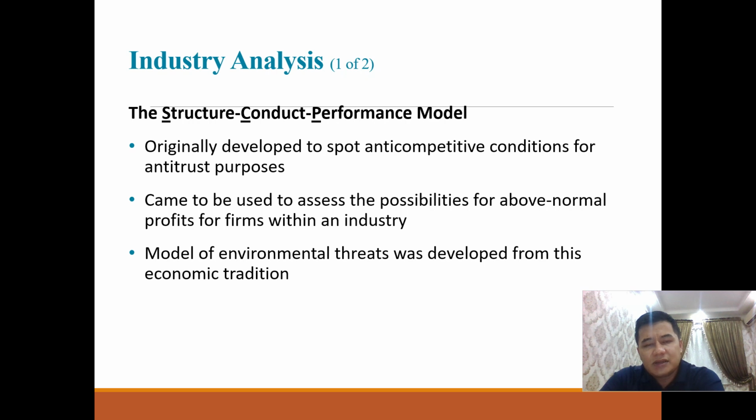So, industry analysis, the importance of industry analysis. The structure-conduct-performance model, SCP, as we mentioned earlier, was originally developed to spot anti-competitive conditions for antitrust purposes. It came to be used to assess the possibilities for above normal profits for firms within an industry. The model of environmental threats was developed from this economic tradition.